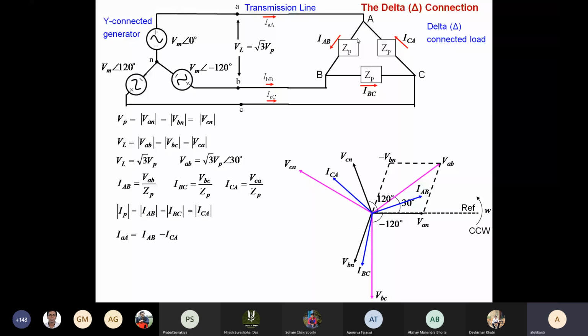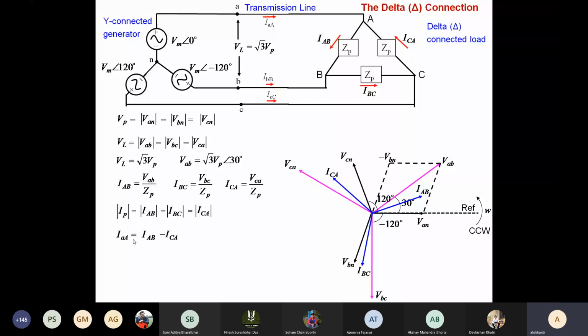You know how to do this subtraction. It is basically IAB plus of minus ICA, which means you have to reverse ICA and then add it along with IAB. So where will the new current IA be? 30 degrees behind IAB. How do you know? Because IAB, IBC and ICA are all inclined at 120 degrees, so it will be a similar expression. Okay, that is correct.